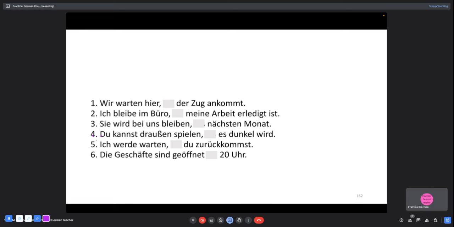Wir warten hier, bis der Zug ankommt. Yeah, correct. Okay. So you can also use before over here, right? It makes sense, right? You can also go for before or no? We can wait until the train comes. Or no? We wait till the train comes, right?